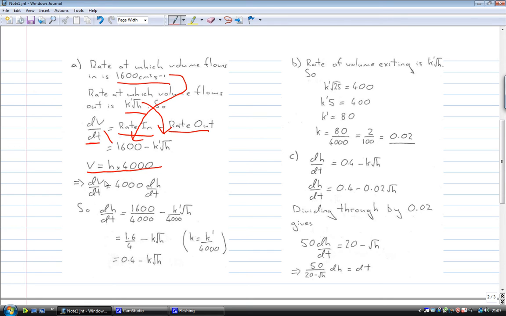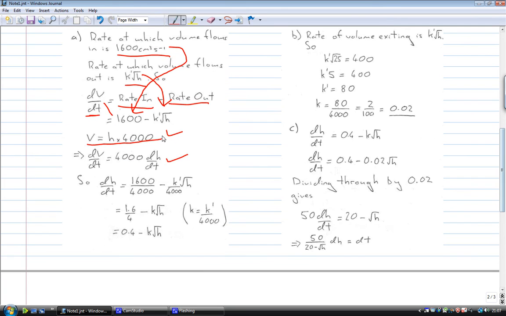We're going to use the fact that V is this. If we differentiate this line, you can clearly see we get this line, because 4,000 is a constant, so you can just differentiate through. We've got the h, so we've got h dot. Once you've differentiated through, I've substituted this for dV by dt up here, and then divided through by 4,000, which gives us this.